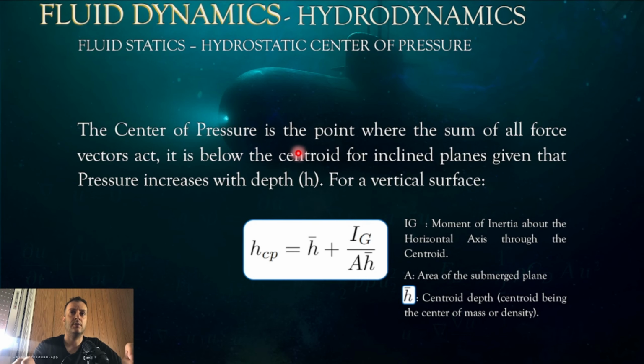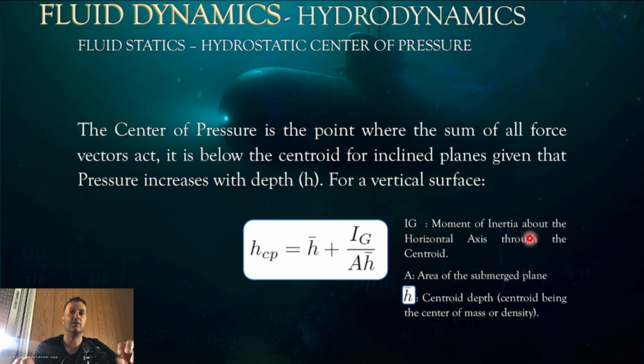So the center of pressure is the point where the sum of all force vectors act. It is below the centroid. The center of pressure, hCP, is related to the centroid, but it's not actually the centroid. Let's say you have an object which is inclined within water; the pressure increases with depth against that object. So hCP, the center of pressure, is equal to h bar, the center of gravity or centroid, plus Ig divided by A h bar.